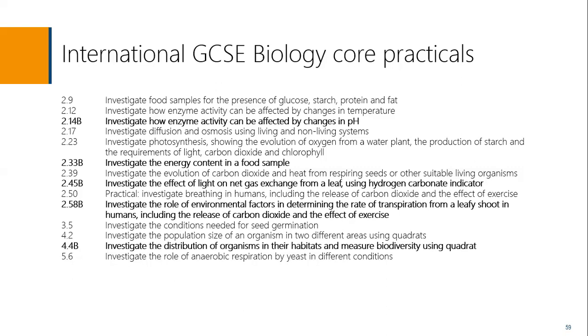Now, some of them can obviously be achieved by different methods. For instance, 2.17, it says investigate diffusion and osmosis using living and non-living systems. There are a number of ways of doing this, and you need to choose which is the most appropriate way for your situation. And again, 5.6, investigating the role of anaerobic respiration by yeast. Students need to be able to take what they've done and apply it to whatever situation they are given in the exam paper.